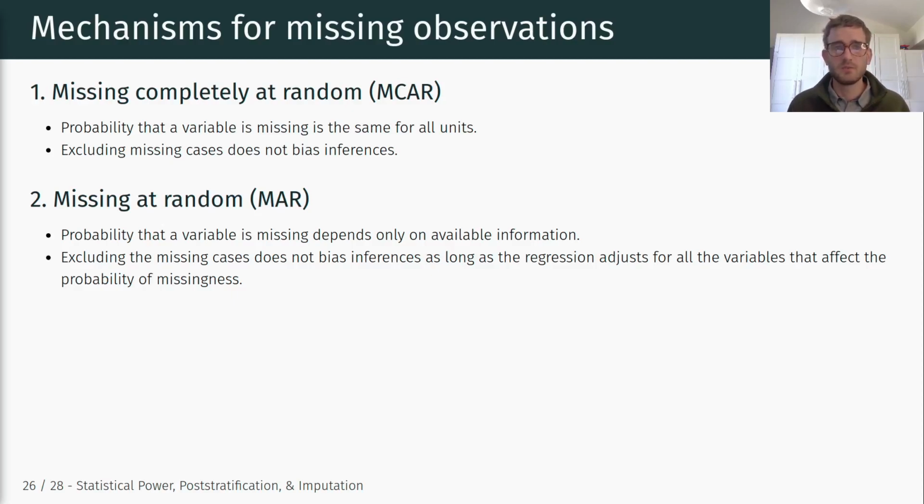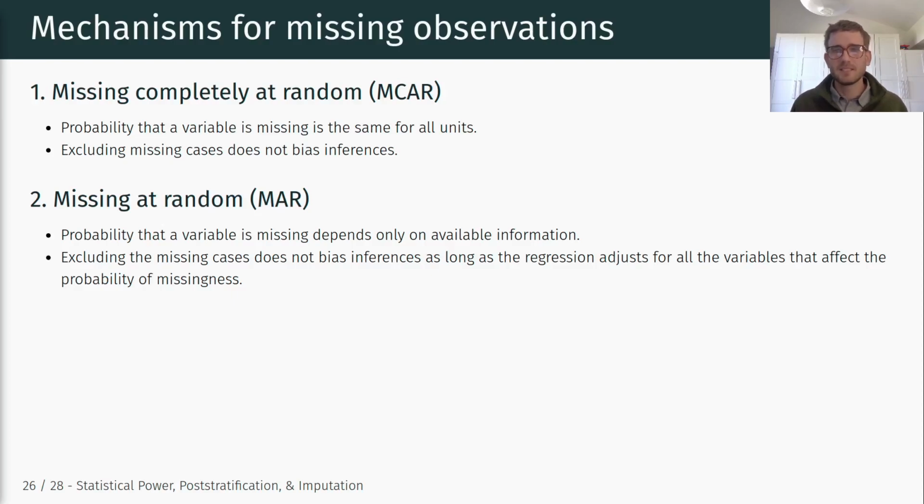Okay, so if our data is missing at random, the probability of a variable being missing just depends on available information, data that we have in our data set itself. So we can condition on that, and by conditioning on that we can still get unbiased estimates. All right, so excluding the missing cases now does not bias inferences as long as the regression adjusts for all the variables that affect the probability of missingness.